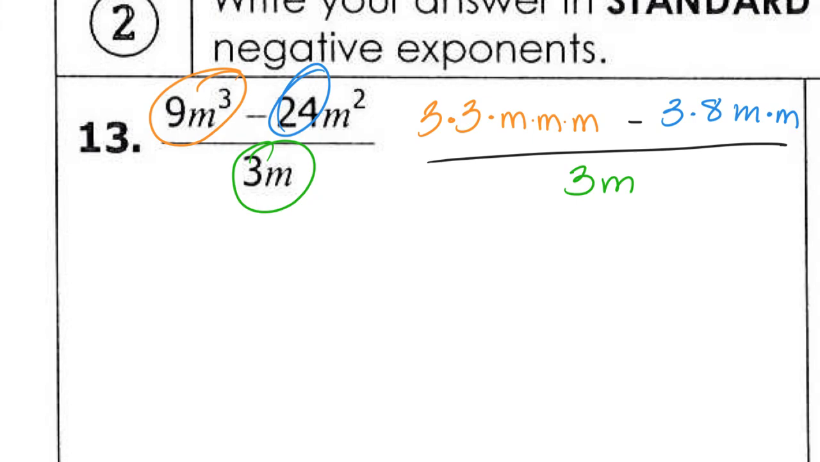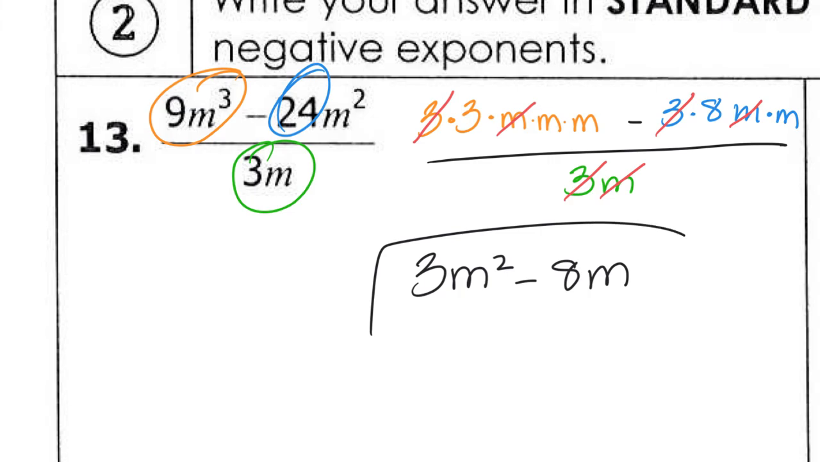So they all share the number 3. They all share the letter m. It is an all or nothing deal. So when you do, you are left with 3m squared in the numerator minus 8m, and then everything in your denominator is gone, so you could replace that with a 1 or just leave it like this. So you're saying, what can I divide everything by? Not just some stuff, everything.